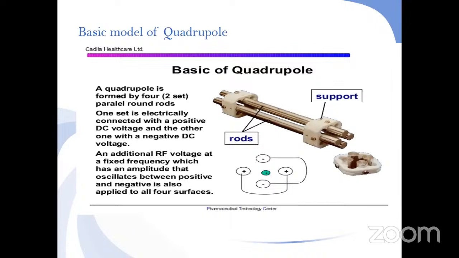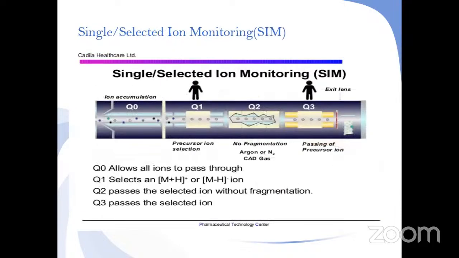And related monitoring devices, which include the single selected ion monitoring in the next slide. So this will explain about the selected ion monitoring. There are different modes: one is MRM, the other one is SIM. Here it is SIM, selected ion monitoring.